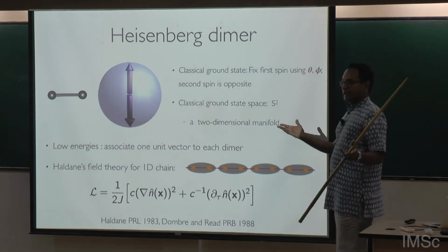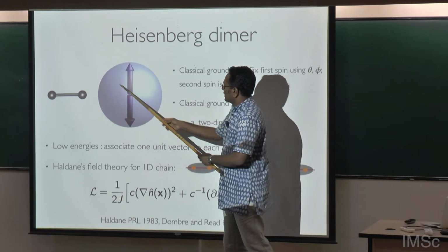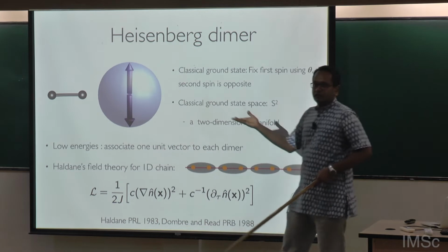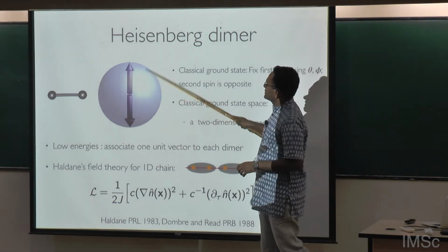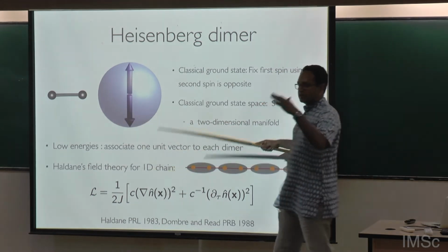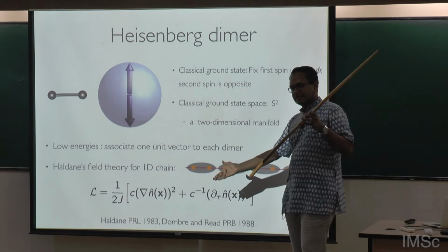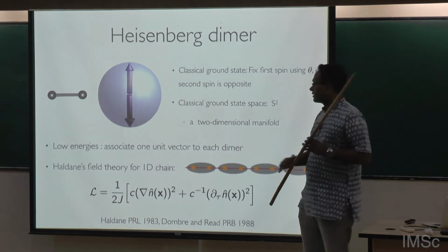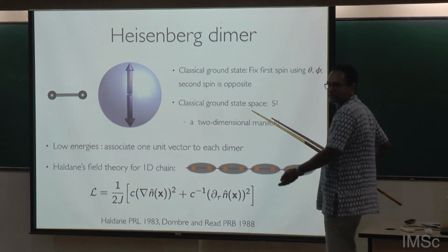How many such states are there? Essentially, I can point the first spin in any direction I like, and the second one will automatically follow. So that's the set of all states. So how many such possibilities are there? It's as many points as there are on the surface of a sphere. I can point the first spin in any direction, and that automatically fixes the second spin. So the total number of possible states is just the number of points on a sphere, which in mathematical language is called S2.